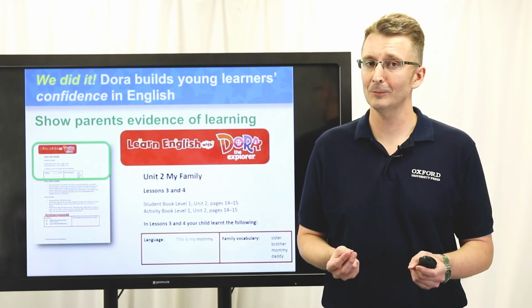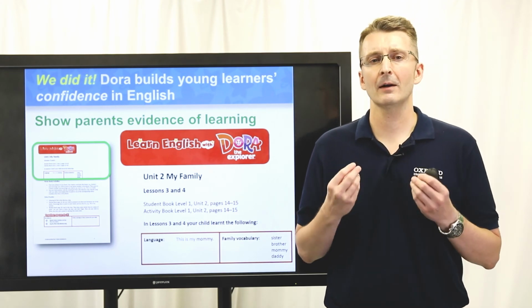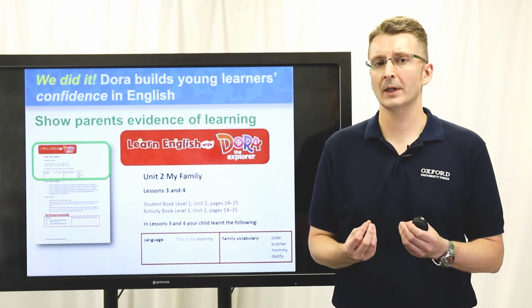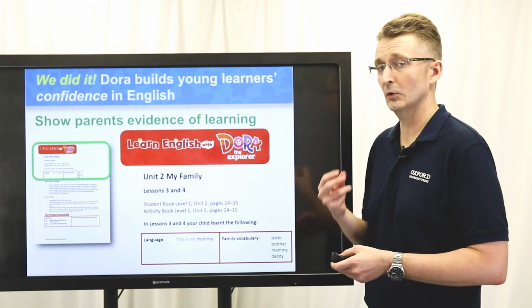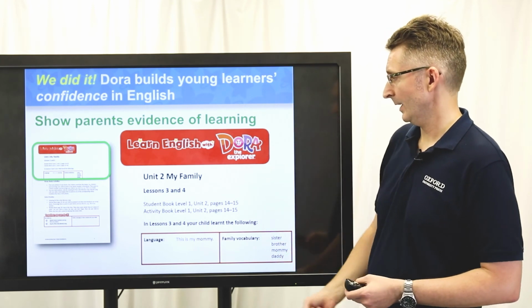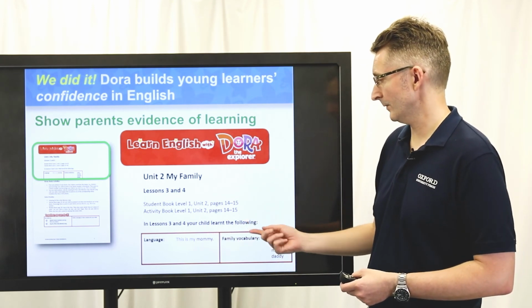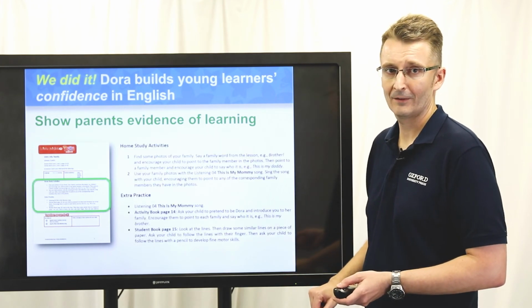Let's start by looking in more detail at the Parent's Guide. So I think parents will be able to see much more easily the language structure and vocabulary that their children are learning from Dora the Explorer and from you. It's all here. In lessons 3 and 4, your child learnt the following: language, family vocabulary.